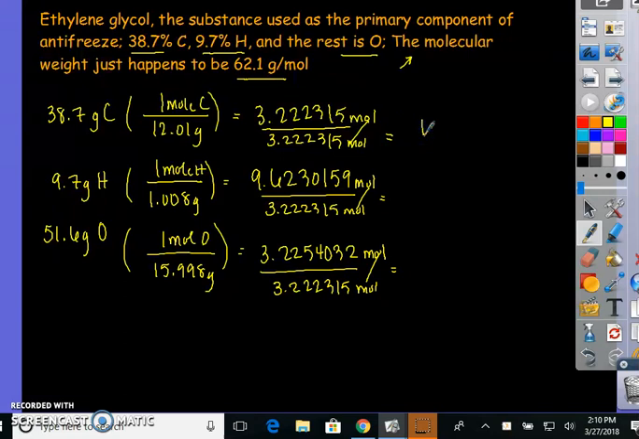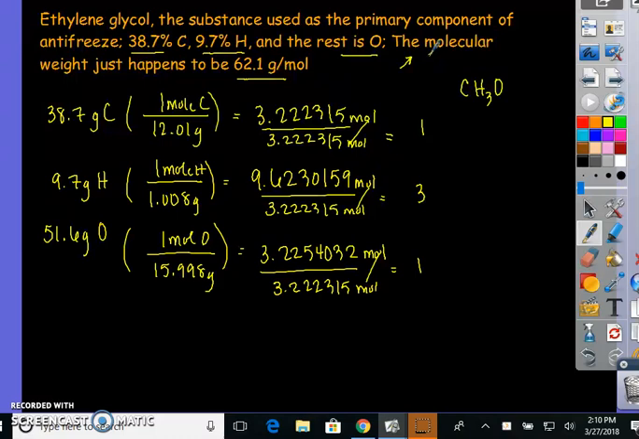So, of course, the first one's going to be 1, and then the next one, 9.623015 divided by 3.222315. And that gives me 2.986, but that's close enough that I can go ahead and round that up to a 3, and of course the last one is going to be 1. So our empirical formula is CH3O.